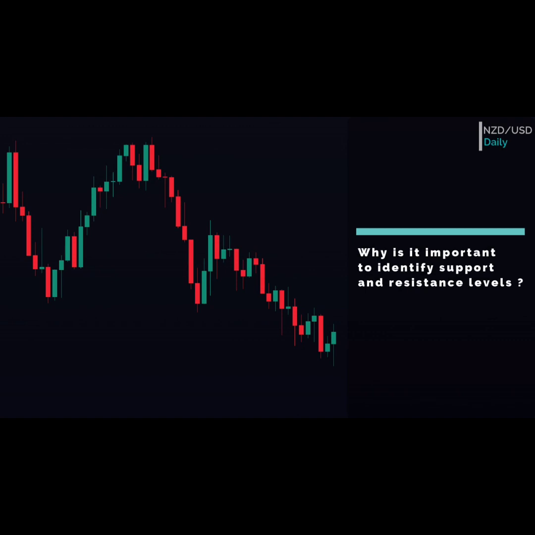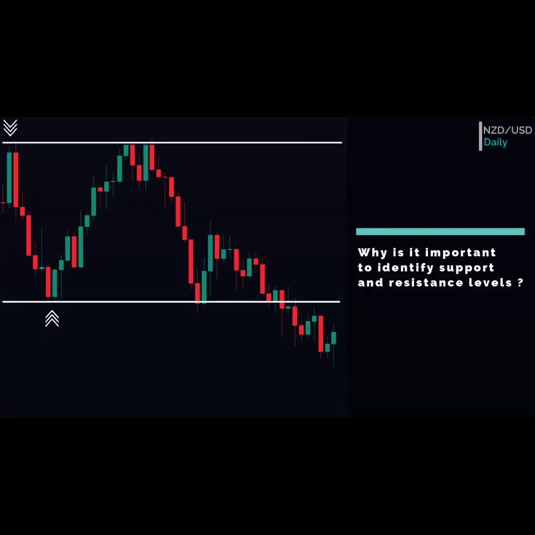Let's look at the chart and identify the first two obvious levels and draw our horizontal lines. Here you go. As you can see, we can just sit and wait for the price to react at these levels. We can easily identify two trade opportunities.